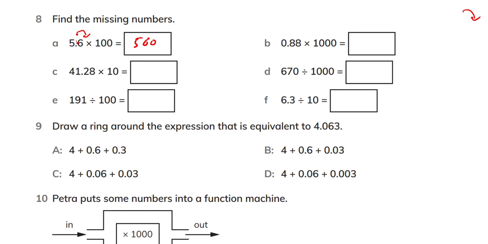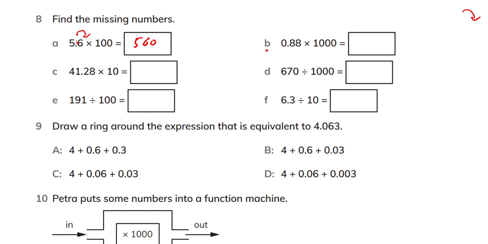Got it? Now about part B. Last boy, what is your name? Ziad, how are you? What do you think? In this case, we are multiplying. So what will happen to the decimal?